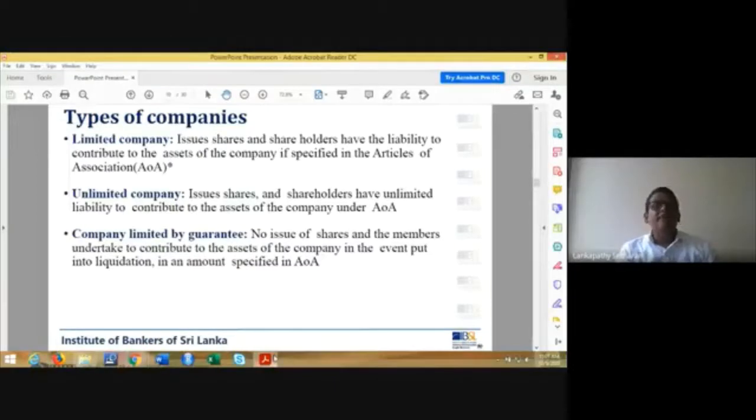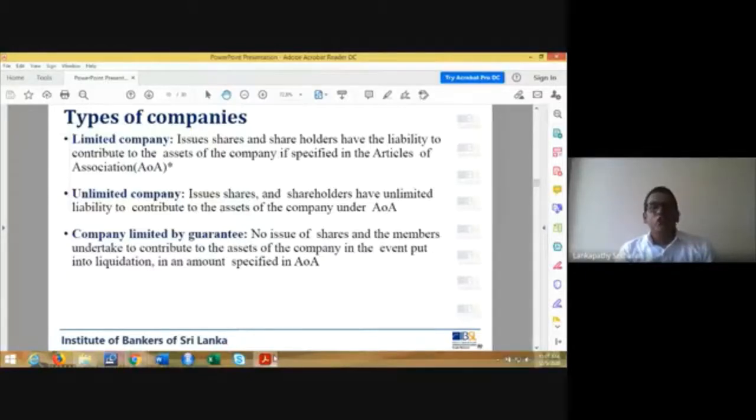And the unlimited company issues shares and shareholders have unlimited liability to contribute to the assets of the company under the article of association. If the company makes losses, these people have unlimited liability to contribute to the assets of the company. And the third one is the company limited by guarantee.